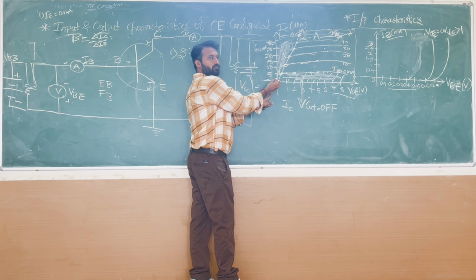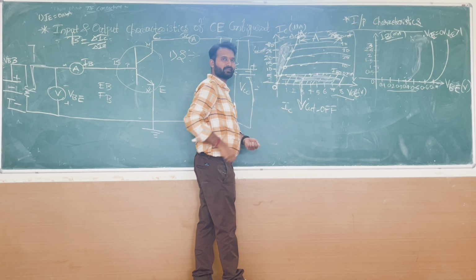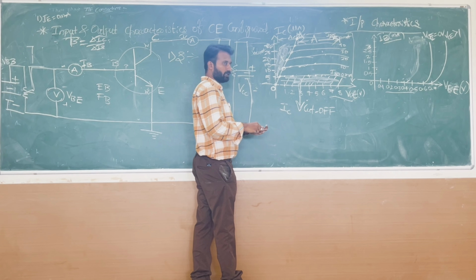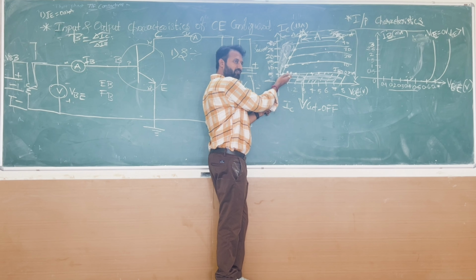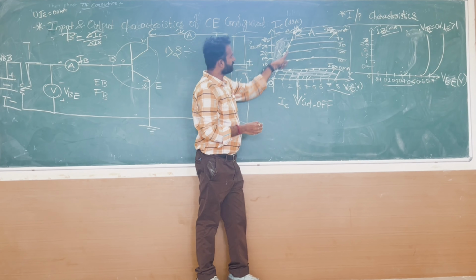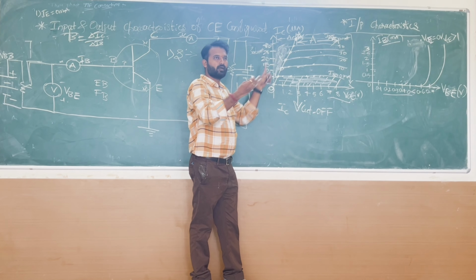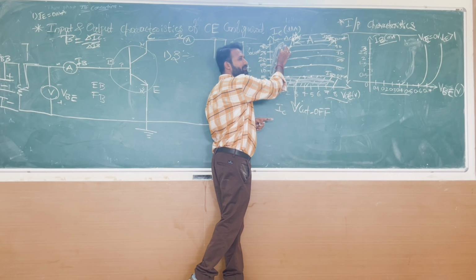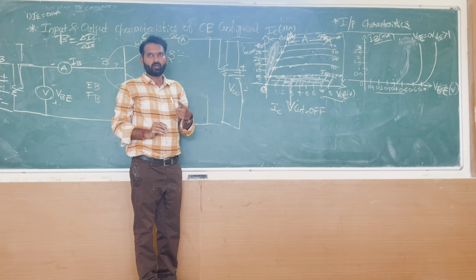This is O and this is A. Look here: the space, the region to the left of the curve OA, the curve, not a line. That region is called the saturation region. This is one definition.